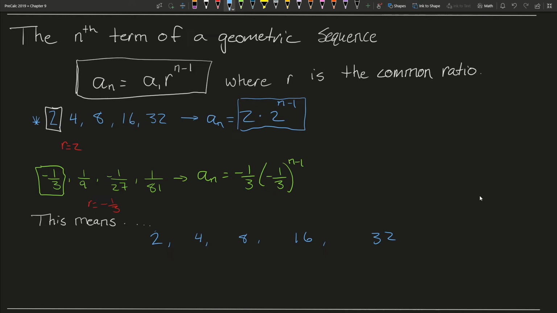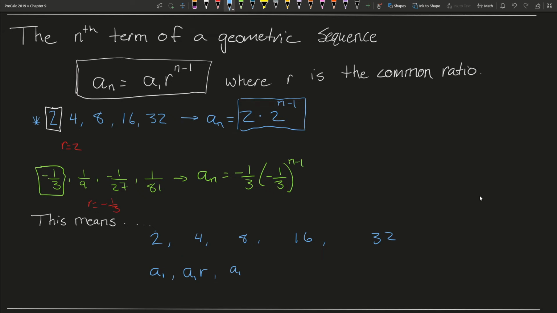Okay, so what this means, and this is kind of a different way of looking at these sequences, is that our first term is never multiplied by anything. It's just the first term. It's a constant. And we can rewrite the sequence as multiplying by r several different times, right?